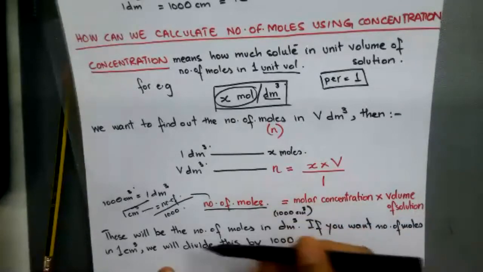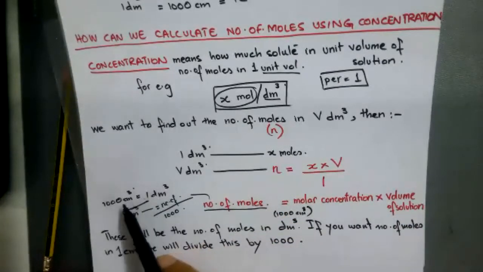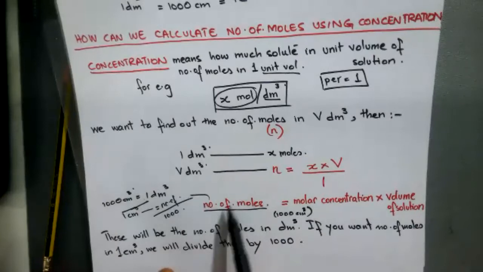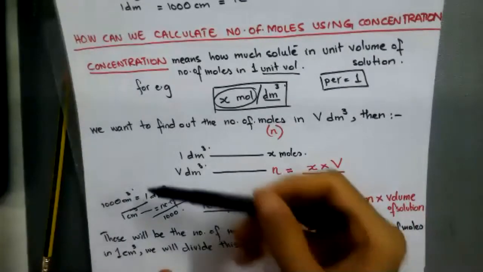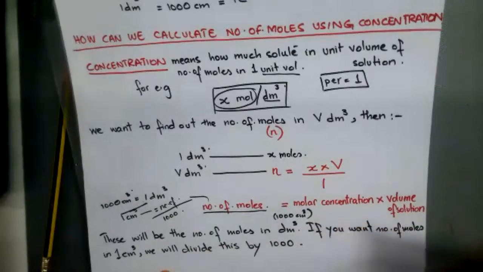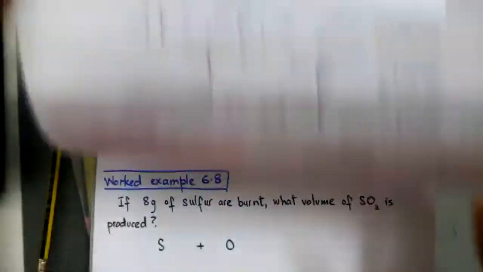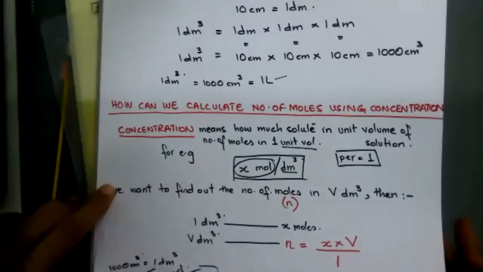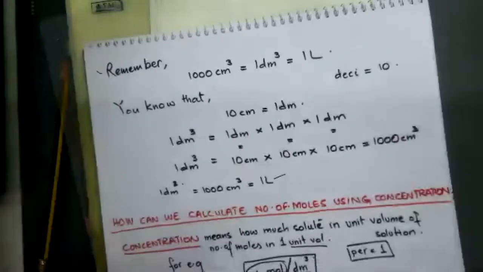And the reason why we are dividing by 1000 is because 1 dm cube is equal to 1000 cm cube. So these many moles are in 1000 cm cube. So how many in 1? You divide by 1000. I hope I'm making sense and I hope you're not confused. If you are, please raise your hand and ask right now. Is there any confusion?